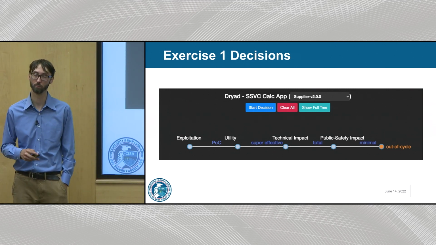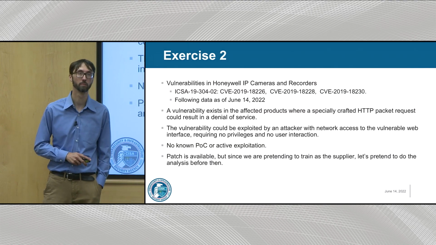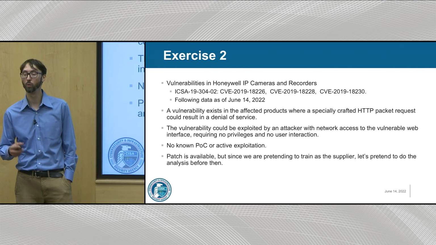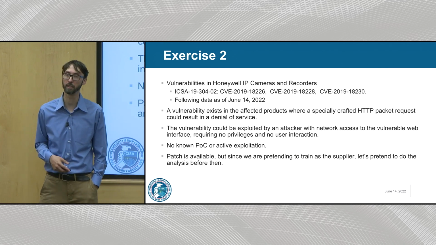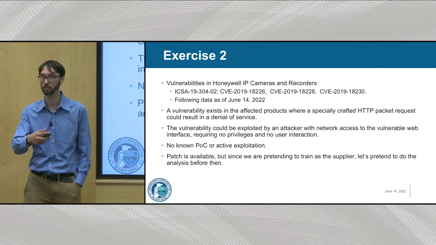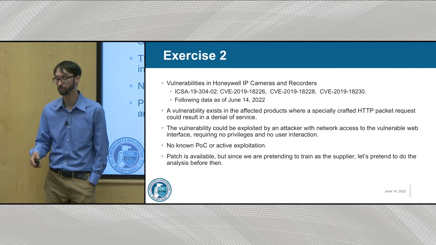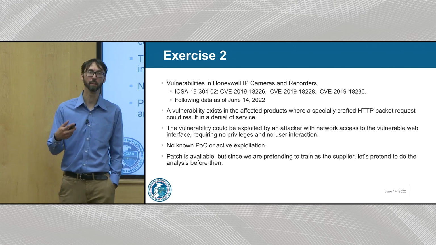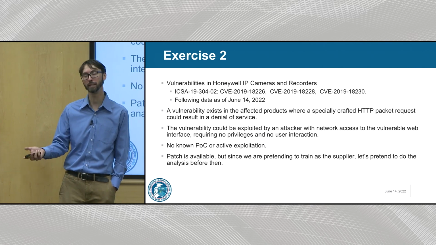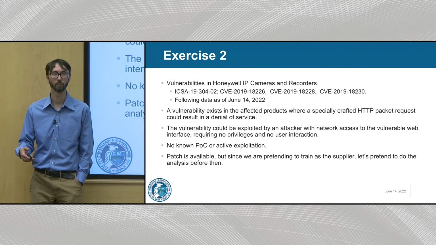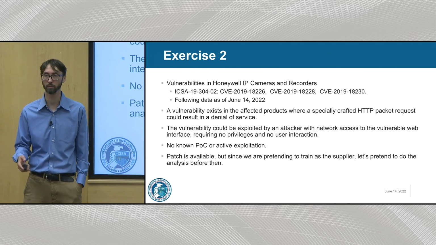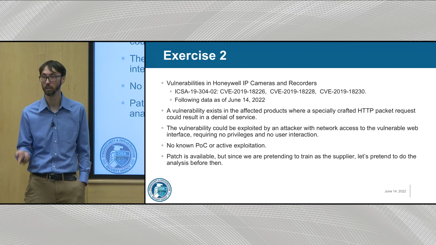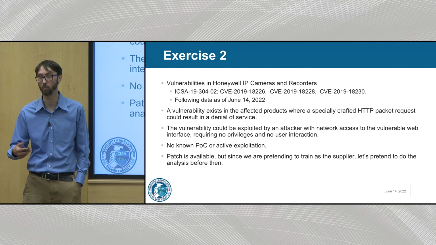Produce this patch more quickly than scheduled. For this second example, we're going to talk about the vulnerability in these internet protocol cameras. Internet cameras generally connect to the internet. This is a problem where you can basically crash the camera if you send the right packet. So it's a denial of service condition. You can't compromise the camera and execute code on it, but you can cause it to not work.